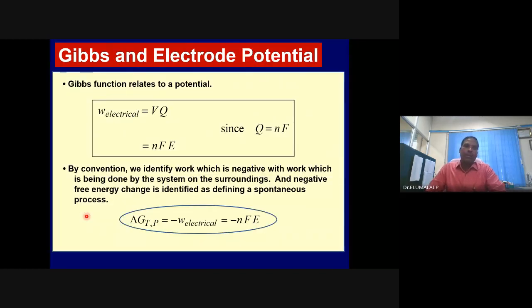And we know that electrical work is nothing but charge into voltage. How much current and how much voltage. Charge is nothing but current, right? Coulomb, ampere second. Q is nF. F is Faraday's constant. n is the number of electrons involved in the reaction. So substituting here, electrical work is nFE.